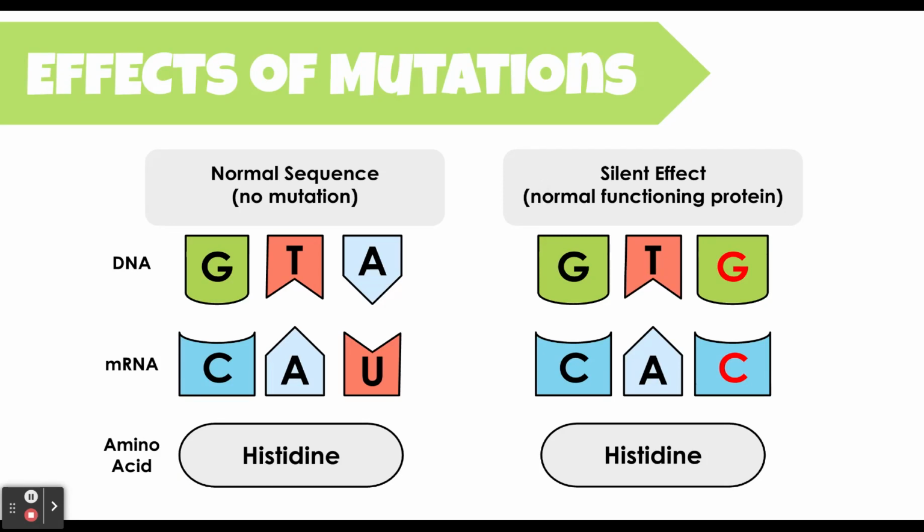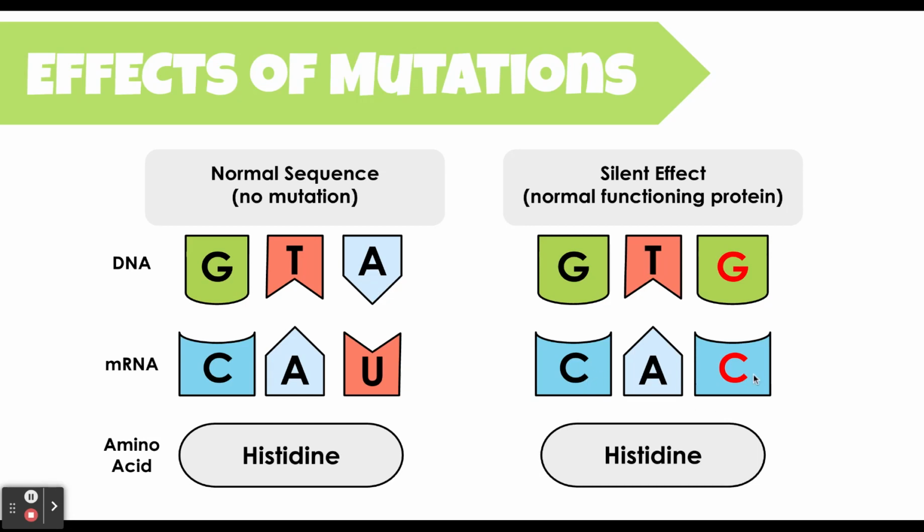It is functioning as it should. The change in the DNA had no effect on the protein whatsoever. So in this example, the DNA was supposed to be GTA, but it was mutated to GTG. So the G is a substitution mutation. The RNA now reads CAC.